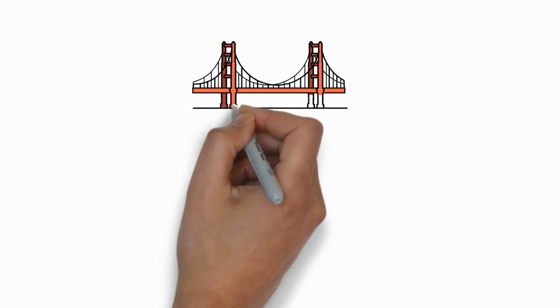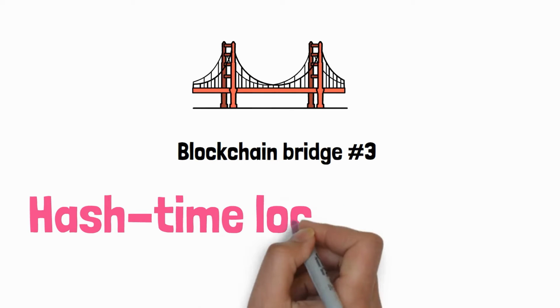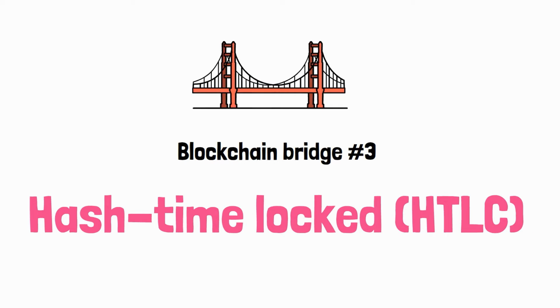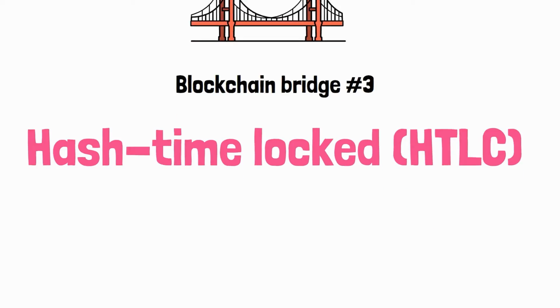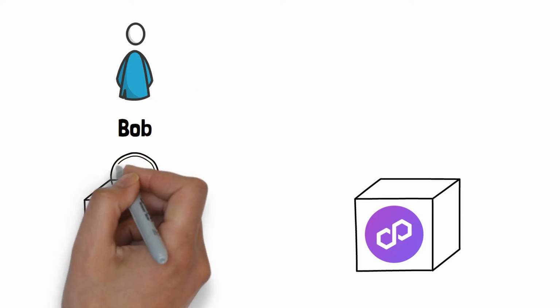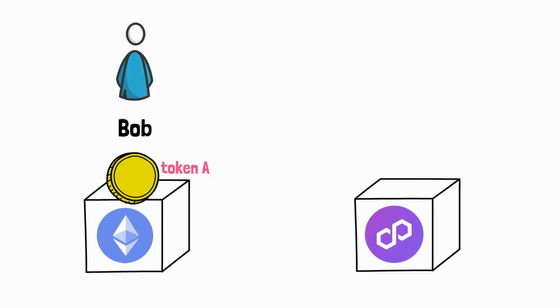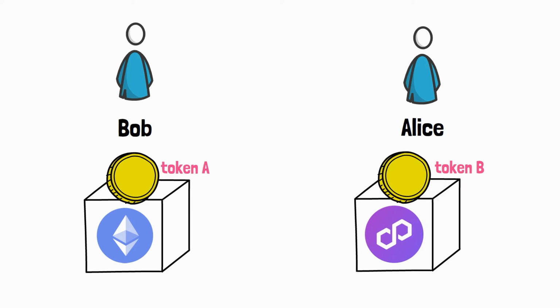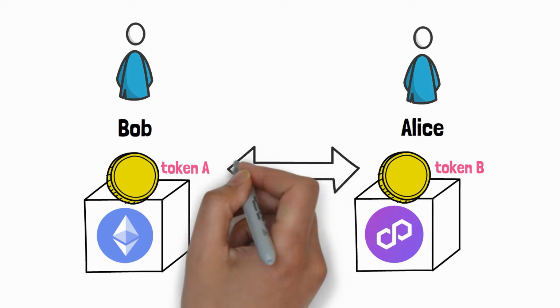Back to blockchain bridges. The next type of blockchain bridge is hash time lock contract, or just HTLC. This one is really interesting, so pay attention. Let's say that we have two blockchains, Ethereum and Polygon. Bob has an ERC20 token on Ethereum called Token A, and Alice has another ERC20 token on Polygon called Token B. And they want to exchange their token.